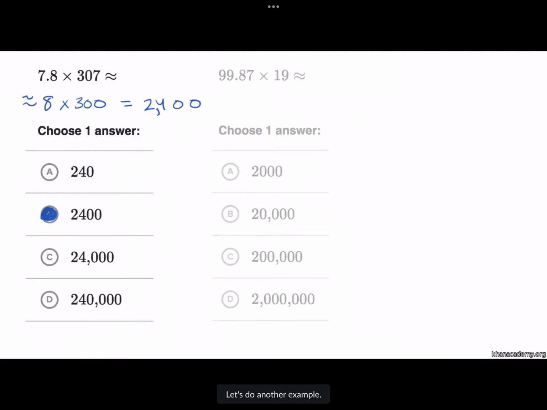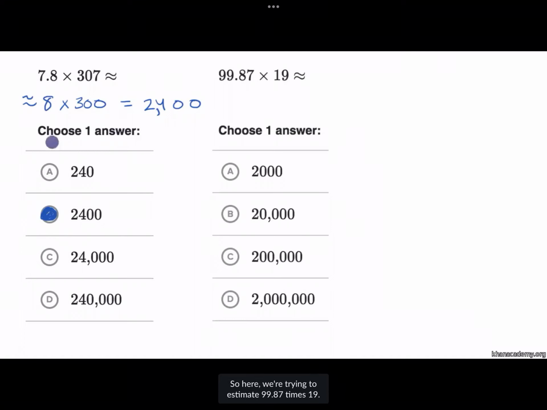Let's do another example. So here, we're trying to estimate 99.87 times 19. So pause the video again and see if you can come up with a good estimation. All right, so once again, not easy to do this in your head, but this 99 and 87 hundredths is pretty close. This is pretty close to 100, and I could multiply 100 times 19. That's actually not so difficult. So for example, I could say 100 times 19 is equal to 1900.